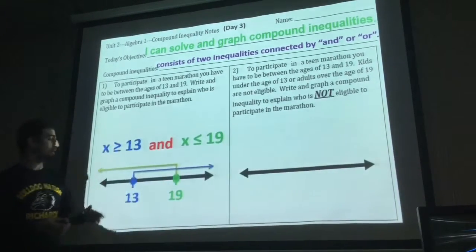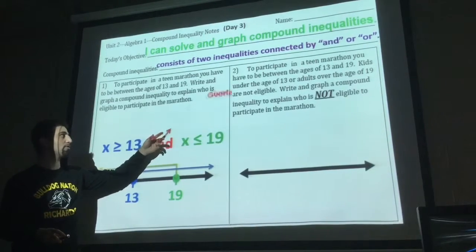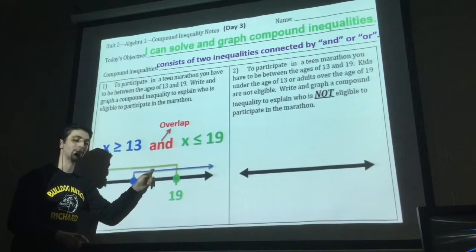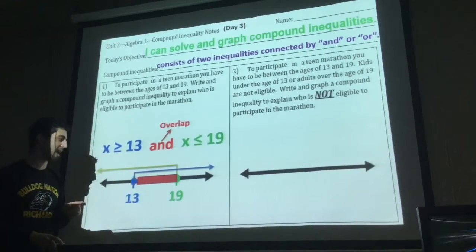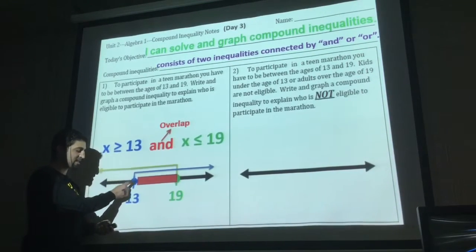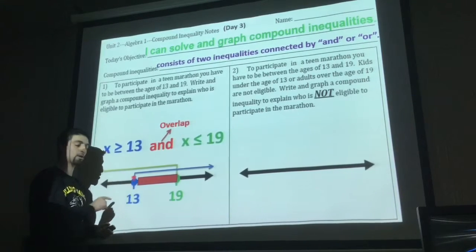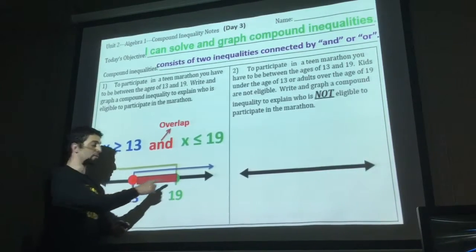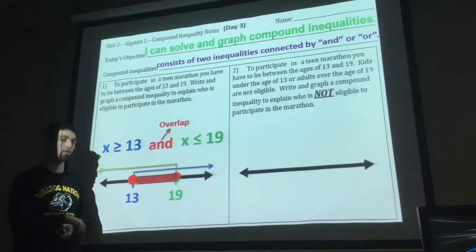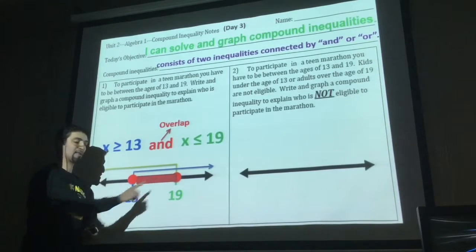Now, with and, we're always looking for overlap. The overlap would be in the middle where you see green and blue. So we're going to go ahead and do that. The other place you see overlap is at 13 because there's a blue closed circle and then there's green above it. So that's going to be included in the solution. Over here, there's a green closed circle and blue above it, so that's going to be included as well. So it's from 13 through 19 and everything in between.